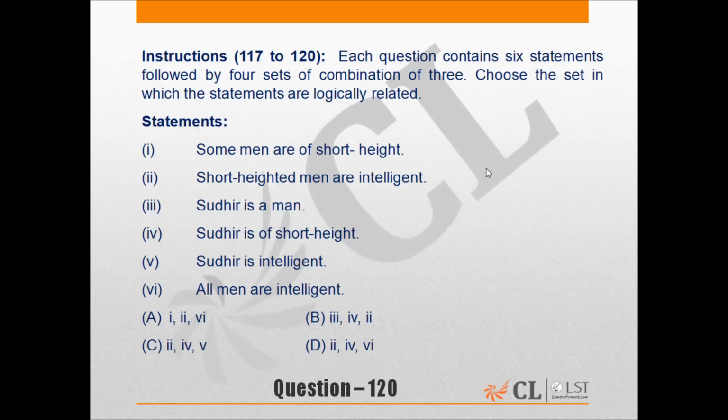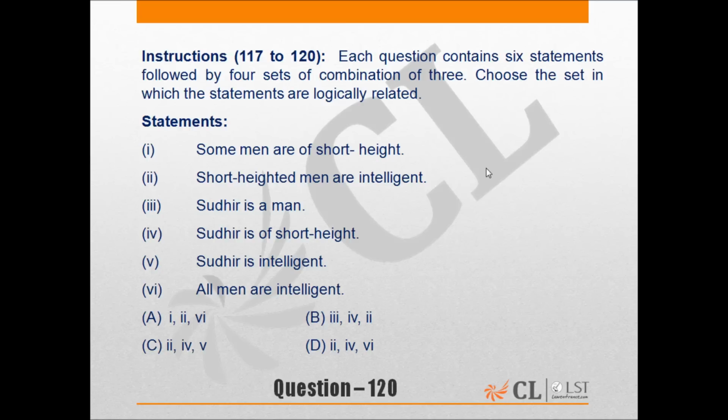C says 2, 4 and 5. Short-heighted men are intelligent. 4 says Sudhir is of short height. 5 says Sudhir is intelligent. Now, CLAT has given this as the answer for this particular question. But if you notice, fact 4 only tells us Sudhir is of short height. We do not know whether Sudhir is a short-heighted man. Sudhir may be a short-heighted elephant, maybe a short-heighted horse, maybe a short-heighted giraffe, maybe a girl. We do not know what Sudhir is.